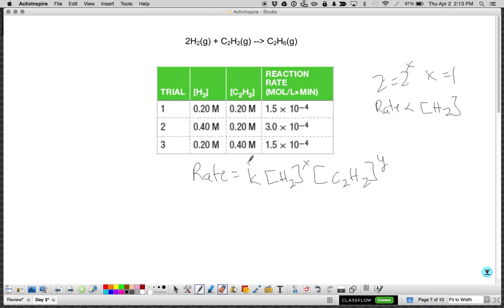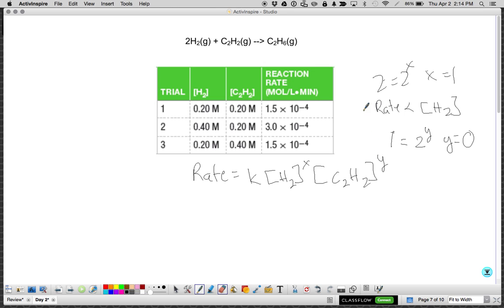That's great. And then for C2H2, we're going to use, I guess, 1 and 3. If you double the concentration of C2H2, it has no effect on the rate of the reaction. Which means that if I take the ratio of these two, I get 1 equals 2 to the y. So what does y equal? If you take any number and raise it to what power do you get 1? Well, y is 0. So that's the logicking out bit.